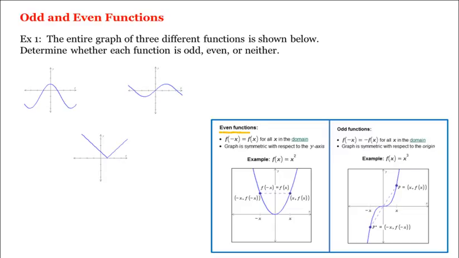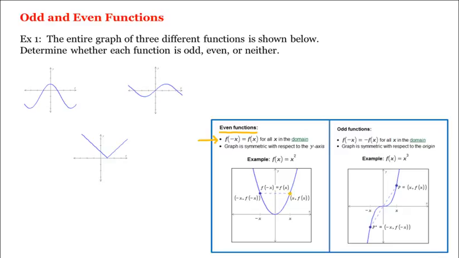A function is called even if f of negative x is equal to f of x for all x in the domain, and the graph of an even function is symmetric with respect to the y-axis. For example, f of x is equal to x squared is a famous example of an even function.